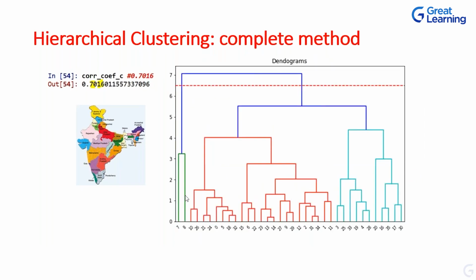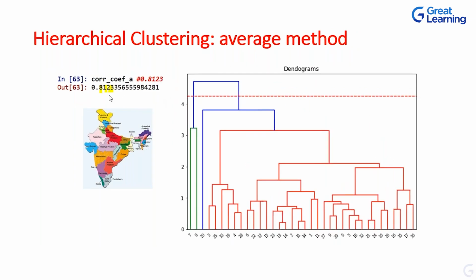Complete method goes for 3. Silhouette score is dropped to 0.71, and then average method 0.81. Oh my God, 0.81. Awesome cophenetic correlation. But I will explain to you what is cophenetic correlation. Good.